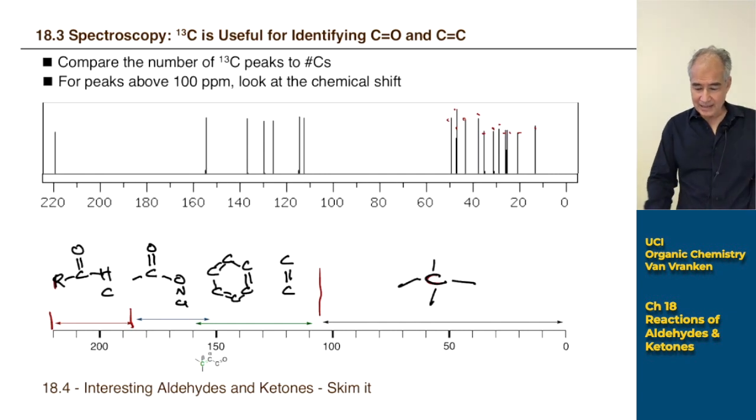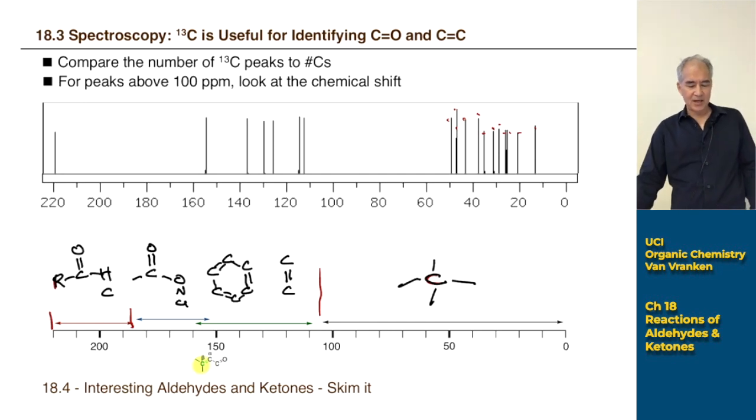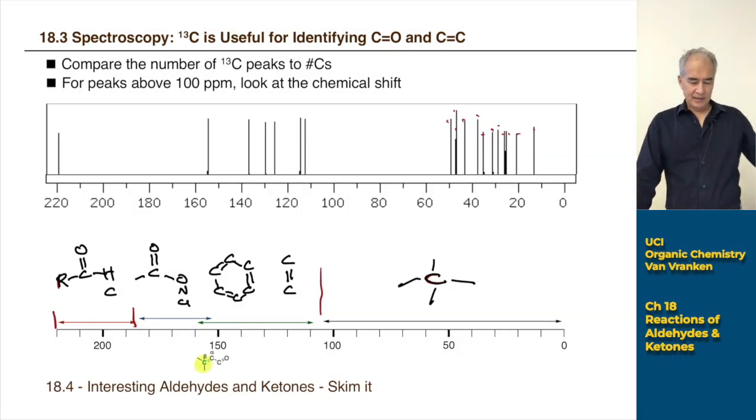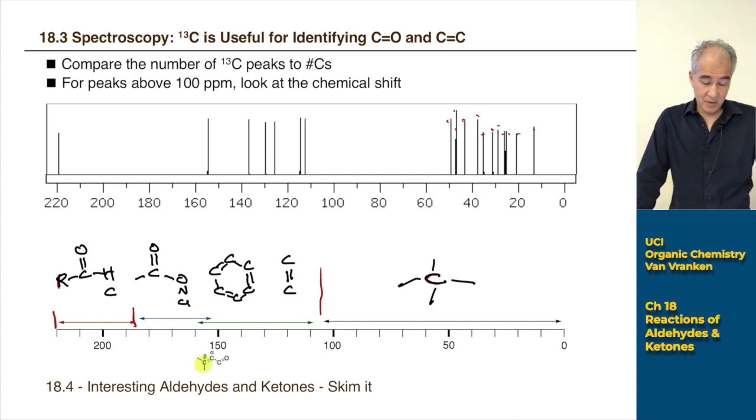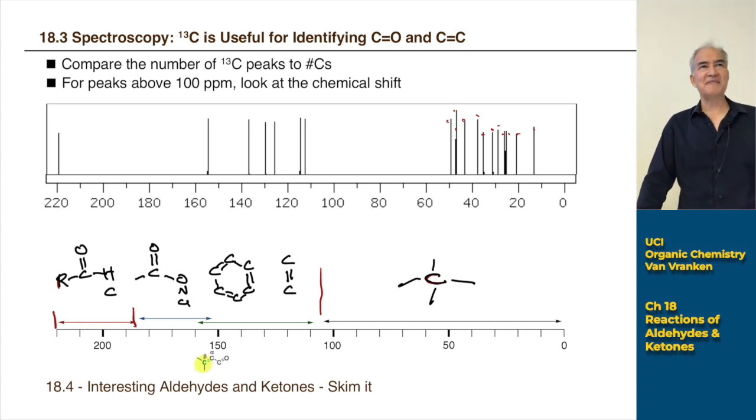Now I'll give you one last little tidbit here that is annoying. The beta carbon of enones will sometimes appear in this region, which makes the beta carbon look like an ester. And there's no way around that. That's just a little fact you have to know. So in that region, like 160, 165, that beta carbon can look like an ester.